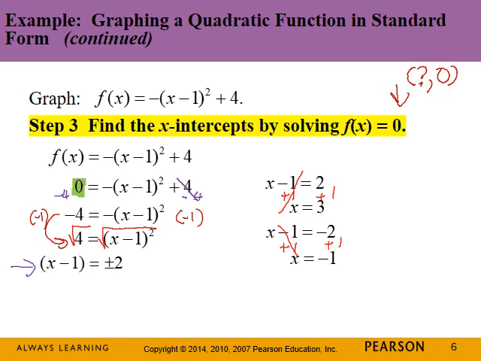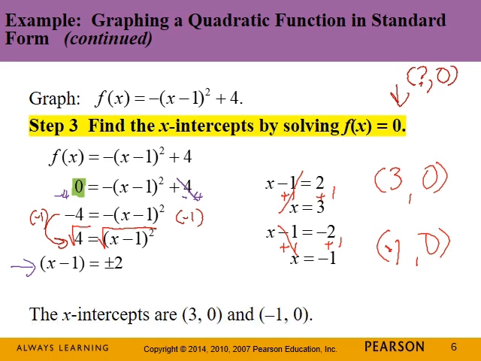So your x-intercepts, you already know that x-intercepts means the y value is 0. So I'm going to put 0 for my y values, but now I found my x values. So I'll just write them in where they are, and here we have 3 and negative 1. The x-intercepts are 3, 0 and negative 1, 0.